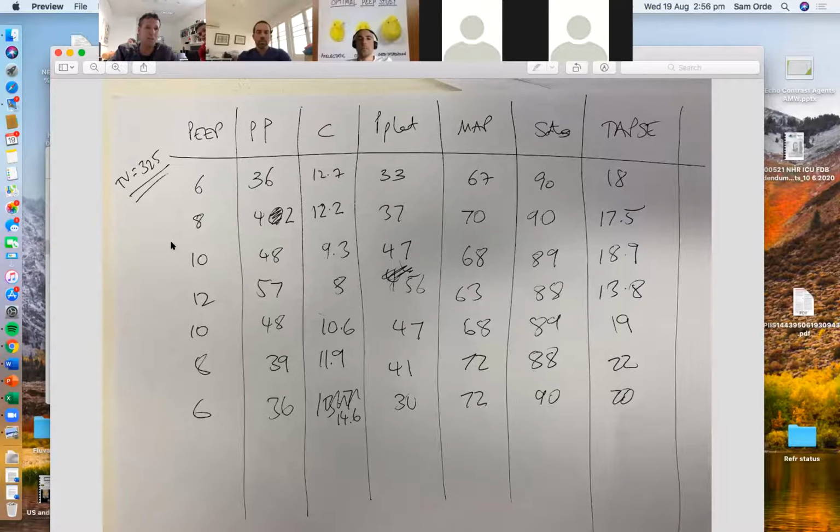I've then done this move where I just take his PEEP up by 2 at a time and see what it does to his hemodynamics, to his right heart, and to his ventilator settings. Just by going up by 2 in his PEEP, I've put his peak pressures up to 42, compliance went down, plateau pressure jumped up by 5, MAP was okay, SAT stayed the same, TAPSE started to go down. As we jump up, that similar pattern goes on and on as I go from 10 to 12. And I did not stay at 12 for very long, with my peak pressures of 57, my plateau pressures of 56, and the MAP and the saturation starting to go down.